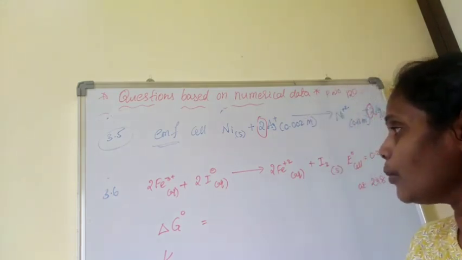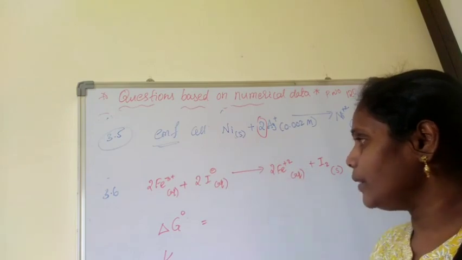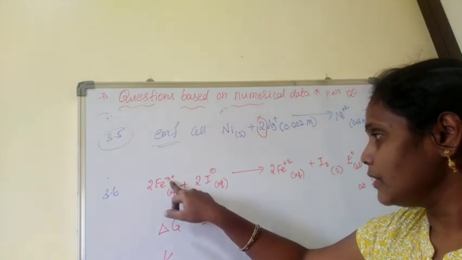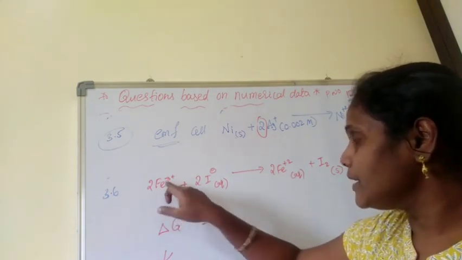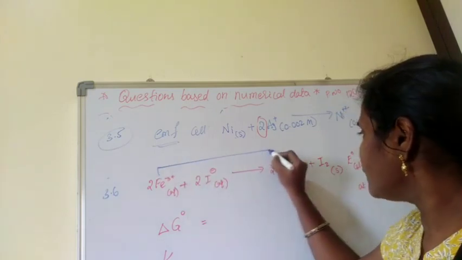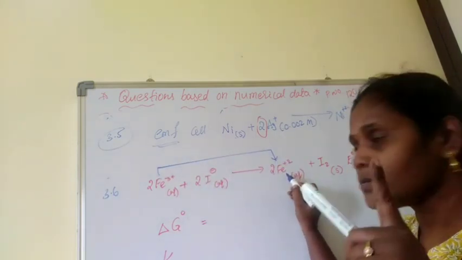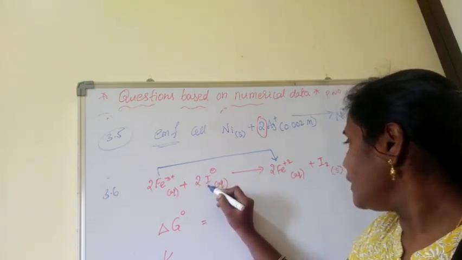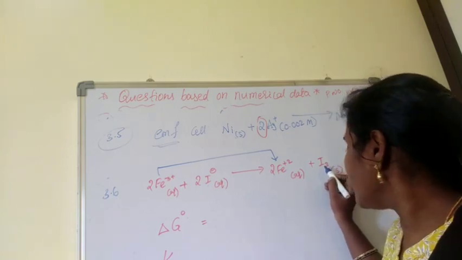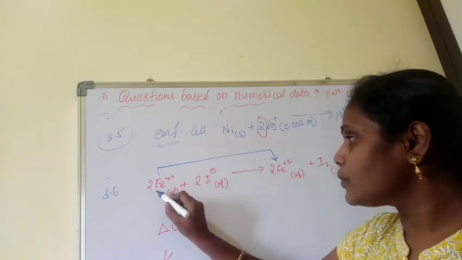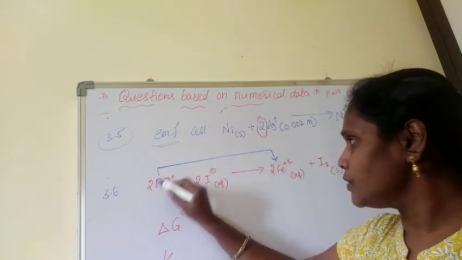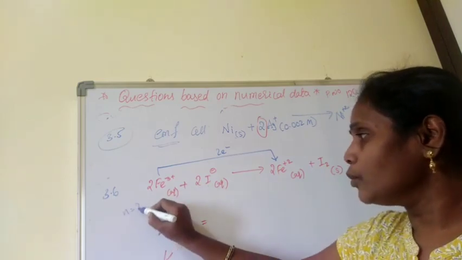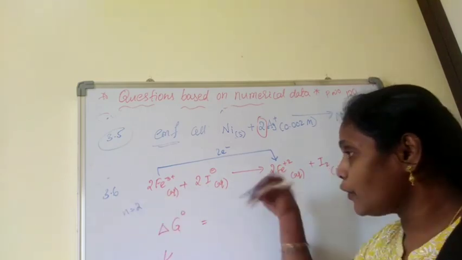So first you see how many electrons have been transferred. 2 threes are 6, right? No wait, look at this: Fe3+ is converting into Fe2+, meaning 1 electron has been involved, and 2 iodines have been converted into I2, meaning 2 electrons, because 1 electron per iron, 2 irons, 2 electrons. Here also 2 electrons are involved. Therefore my n will be 2. You have to get what n is.